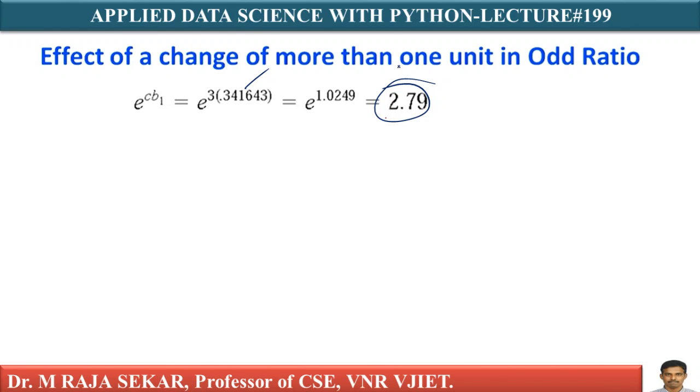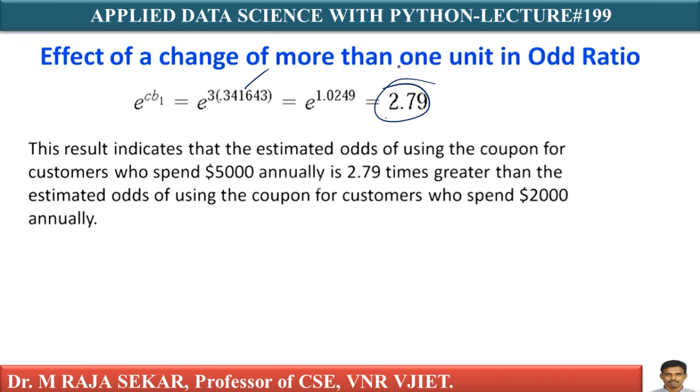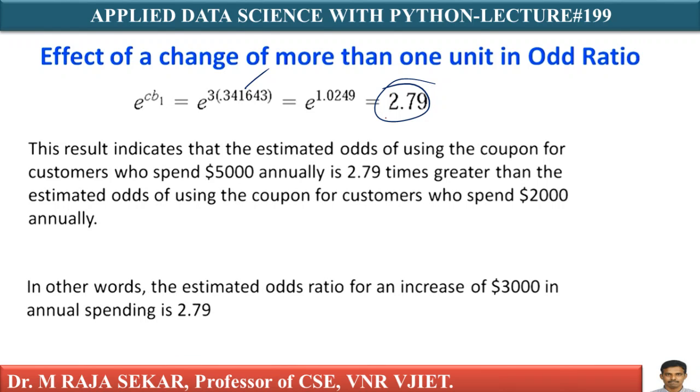In other words, the estimated odds ratio for an increase of $3,000 in annual spending is 2.79. This is in this context. What is the value of C? The value of C is 3.